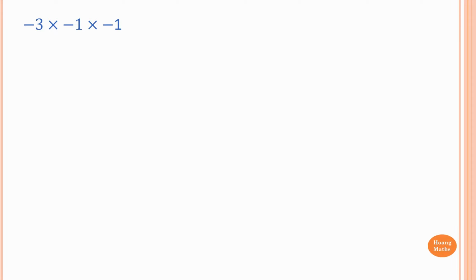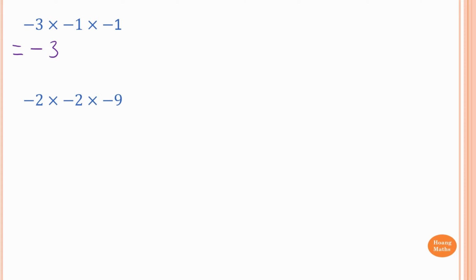First one. Negative 3 times negative 1 times negative 1. So we have 3 negatives multiplied together, so the result should be a negative number. So we just write negative first. So we have 3 times 1 is 3 and times another 1, so the answer is still 3. So the answer should be negative 3.